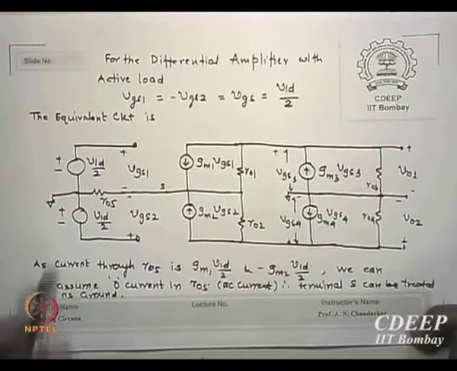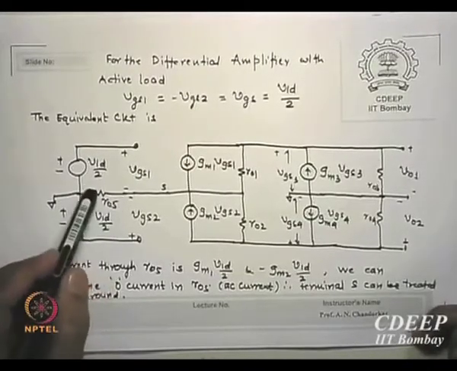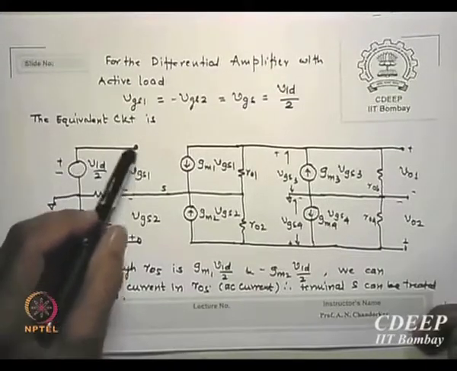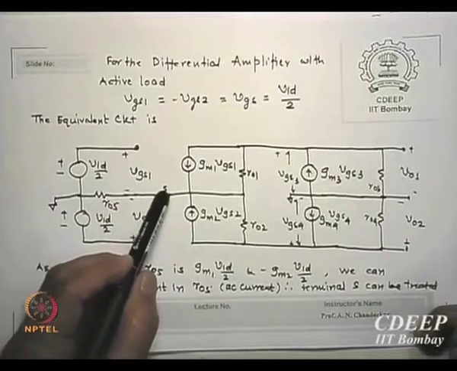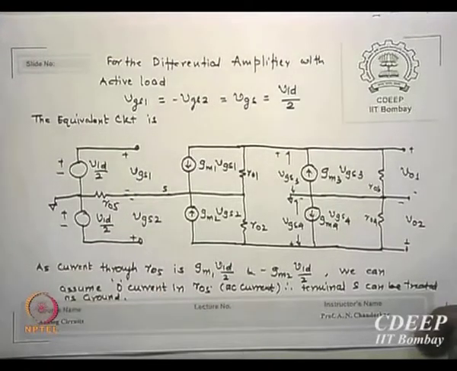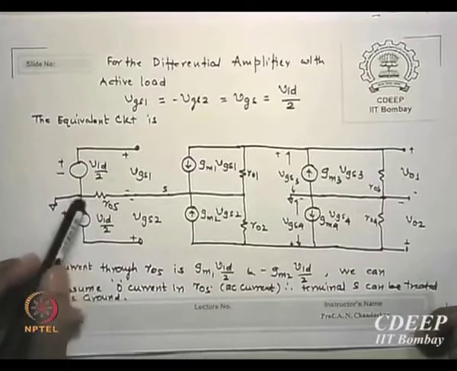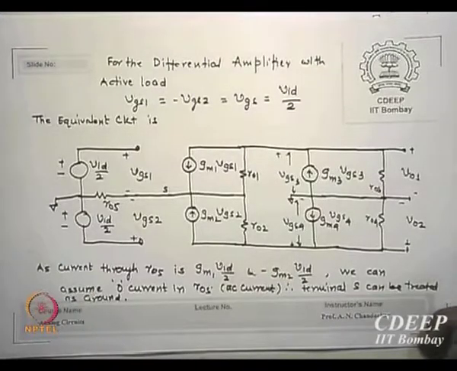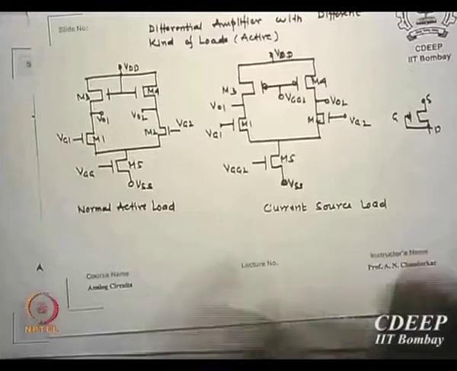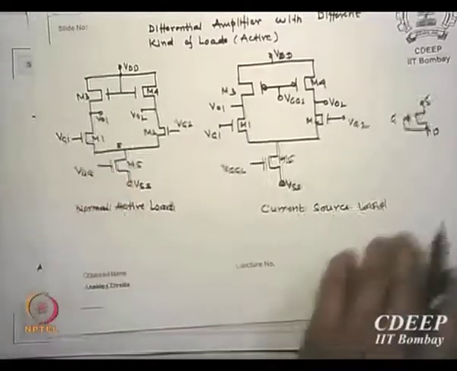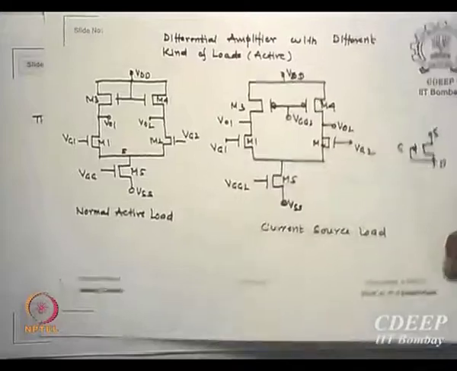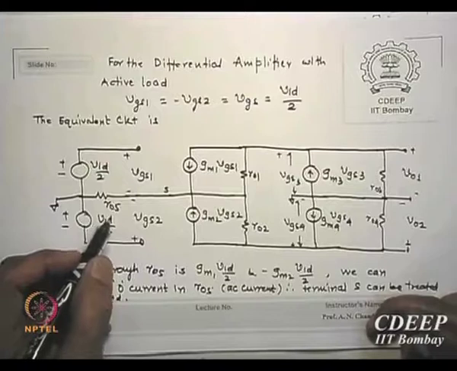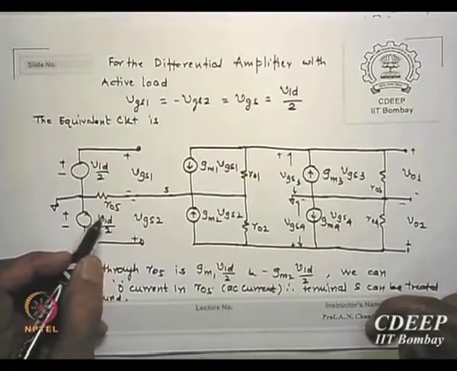Okay. So if you see at the gate side, there is a VID by 2 signal which is going to be your VGS1. This is the equivalent source for both M1 and M2. One can keep seeing here, this is our source, and down there is a transistor M5 which is your ISS current source, and it has an output resistance of RO5.